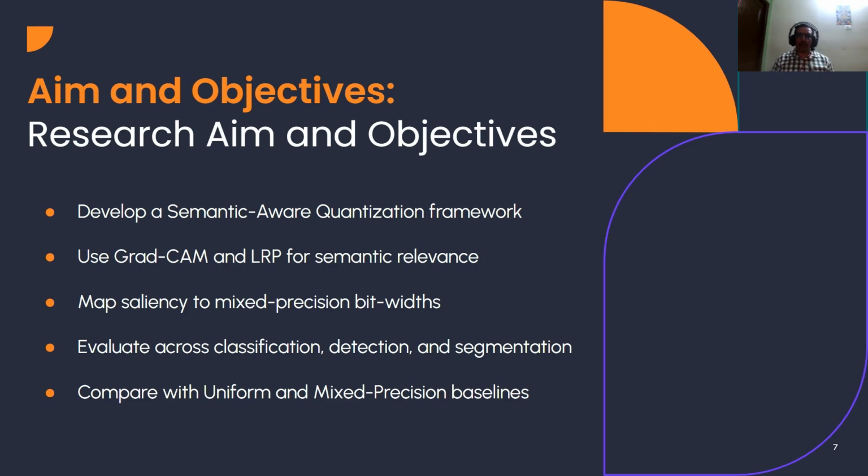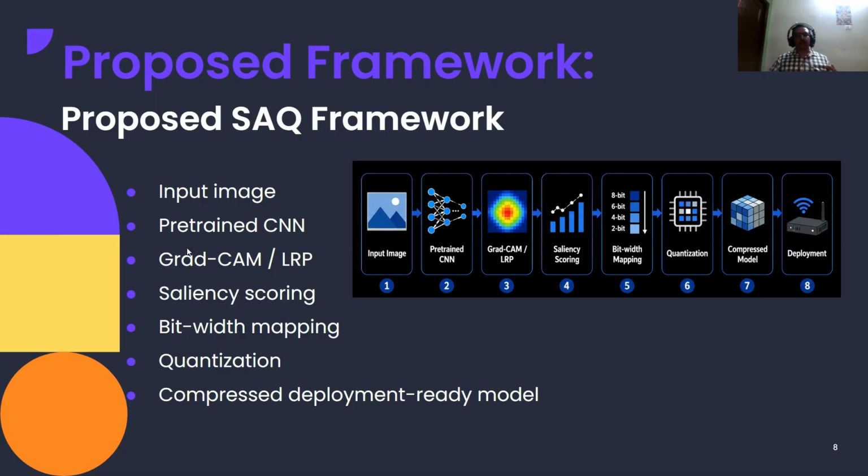Now, I'll explain the core contribution of this work, the proposed semantic aware quantization framework. We begin with an input image which is passed through a pre-trained CNN. Instead of directly compressing the model, we first use Grad-CAM and LRP to understand which parts of the model are most important for the prediction. These relevance signals are then converted into a saliency score and normalized so that the different components can be compressed more fairly. Based on these scores, we assign different bit-widths. Components that are more important receive higher precision, while less important components are compressed more aggressively.